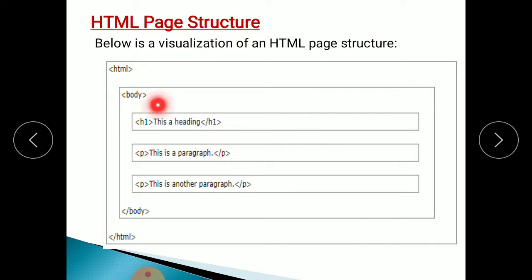Then see here, body opens first, so the tag closes at the end. First comes, last serves here. So close the body tag here. Then at the end, you have opened the HTML tag at the front, and at the end you close the HTML tag using the forward slash. This is the structure of the HTML page.